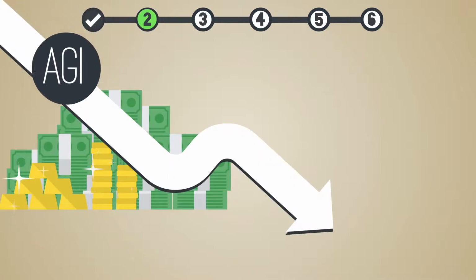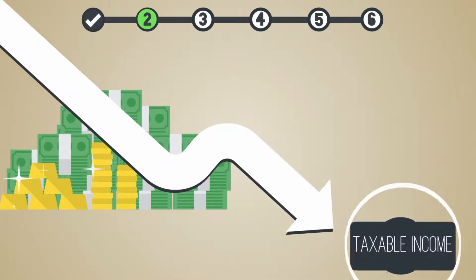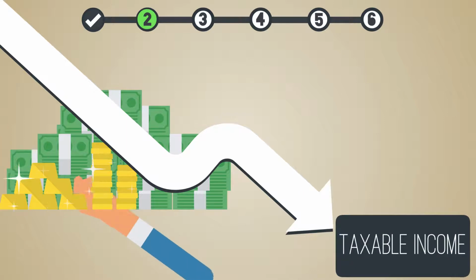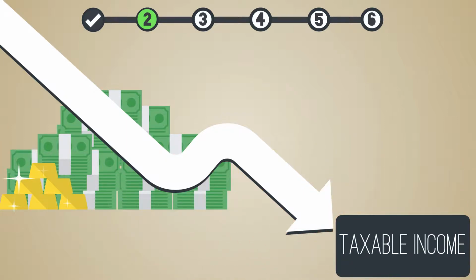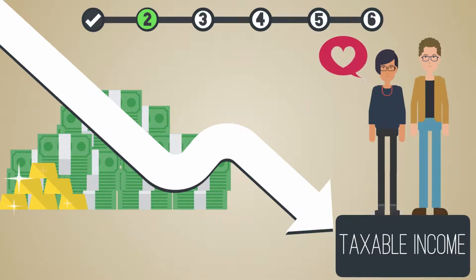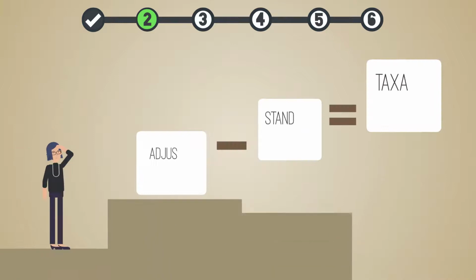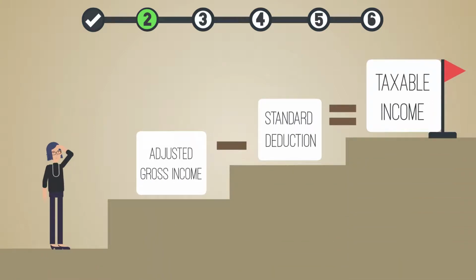Next, you have to scale down your AGI to get your taxable income. The IRS allows taxpayers to subtract a standard deduction from their earnings each year. This amount changes regularly and is determined by your filing status, whether single or married. Once you subtract the standard deduction from your AGI, you'll get your taxable income.